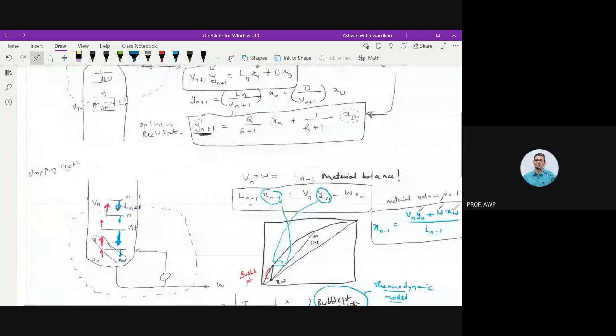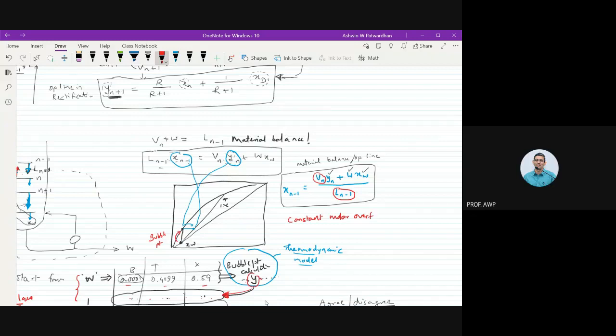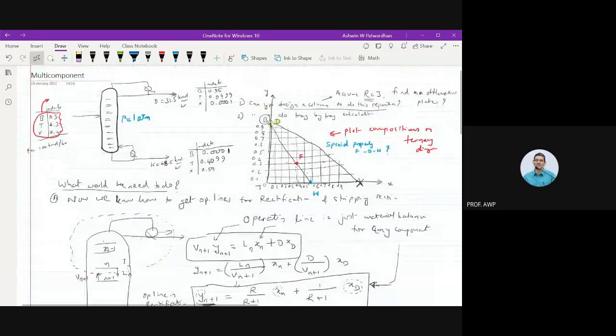How will we get this Vn and Ln minus 1? We are assuming constant molar overflow. That means the latent heats of benzene, toluene and xylene are identical on a molar basis, and therefore the vapor flow rates do not change and the liquid flow rates do not change. And we are saying that the feed is saturated liquid. You remember that? So this liquid going back to the column is R multiplied by D. Do you agree with that?